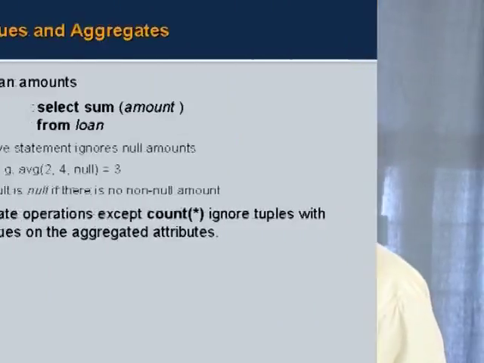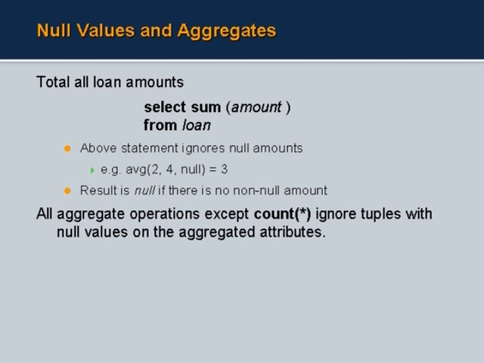So now, how do you deal with null values? How do you store it? How do you check if it is null? So the predicate is null can be used to check for null values. You cannot say equal to null.